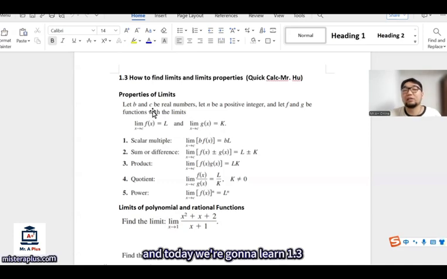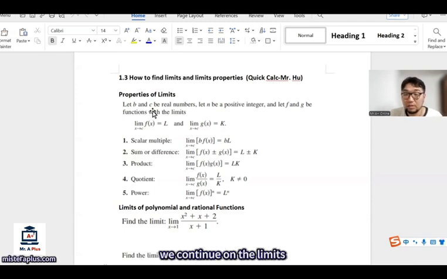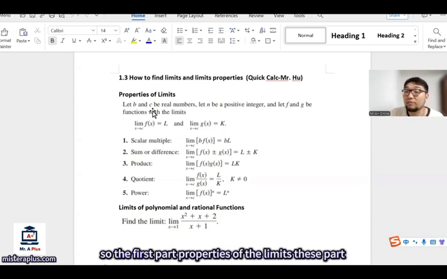And today we're going to learn 1.3, how to find limits and their properties. Continuing from the last lesson, we continue on limits. So the first part, properties of limits.